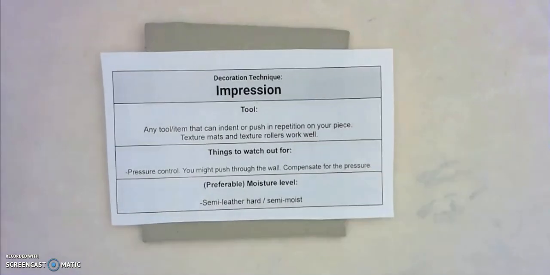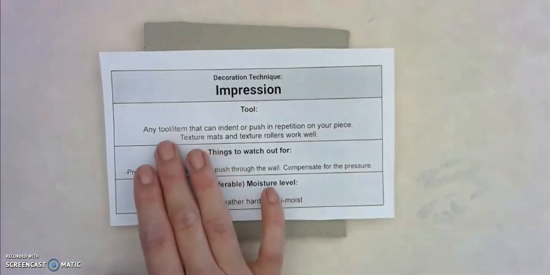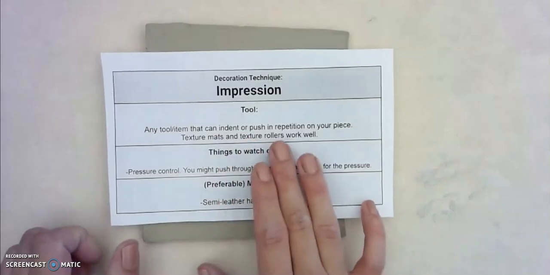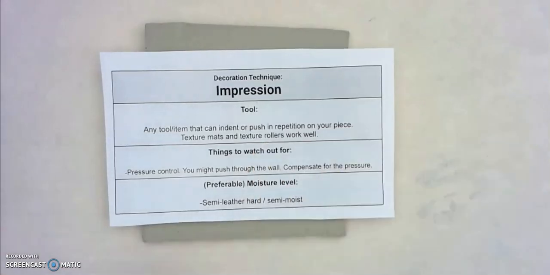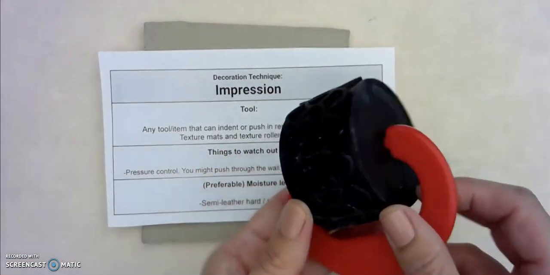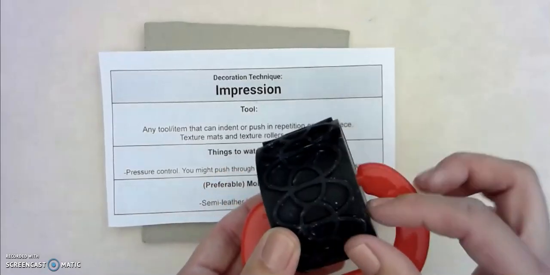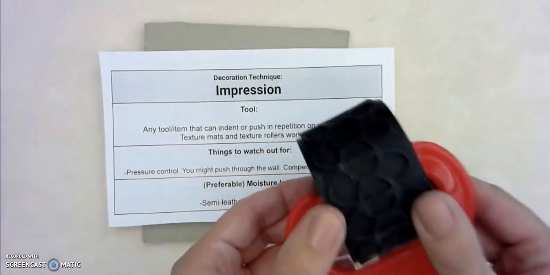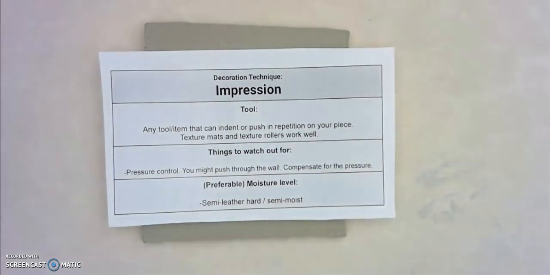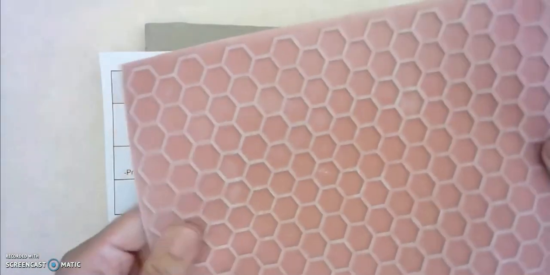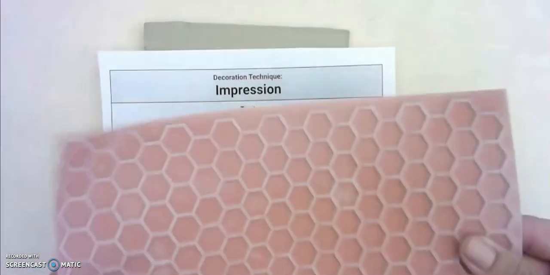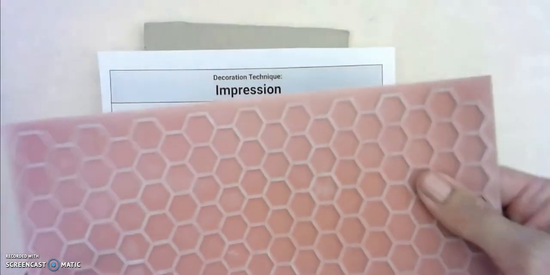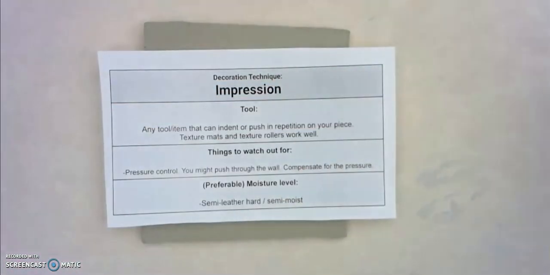Impressions. You can use really any type of tool or item that you can indent or push in repetition on your piece. Texture mats and texture rollers work really well, but note that you are going to get a certain imprint on the surface, so this might not actually work for you. You might think, well, Miss J, this texture mat has honeycomb, which is nature-inspired, but it's already contrived. You could use this, which I'll use in the demo, but we can actually add to this impression.